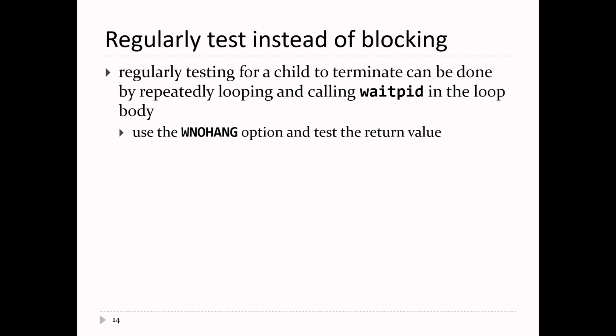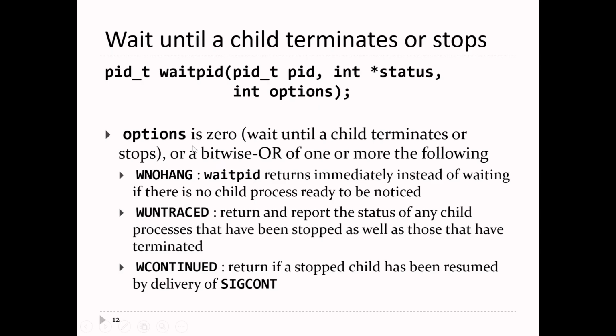Instead of just waiting around and doing nothing, you can write the parent process so that it regularly tests for the child process to terminate by calling waitpid in a loop. This is where you use WNOHANG as the option. If you pass that as your option, it causes this function to return immediately instead of waiting if there's no child process ready to be noticed. So if no child process is finished, waitpid returns immediately. If there is a child process that's waiting to be finished, then it also returns immediately, but it also sets the exit status.